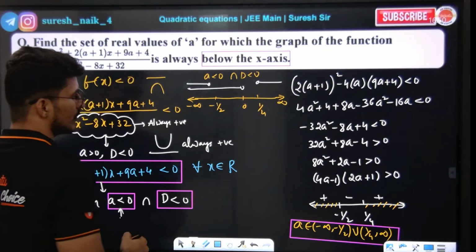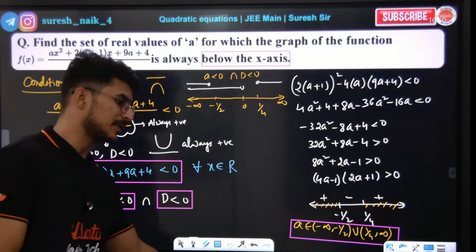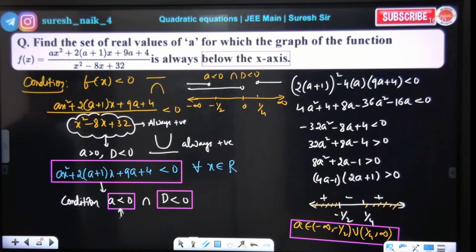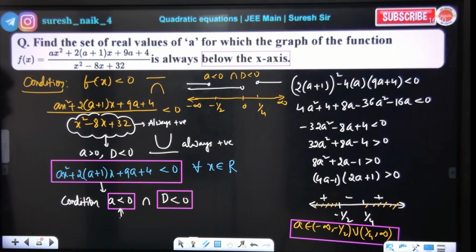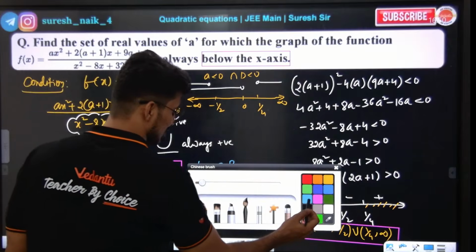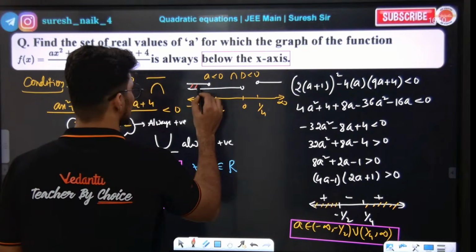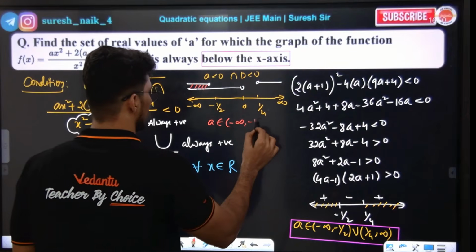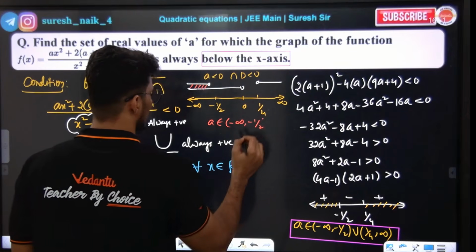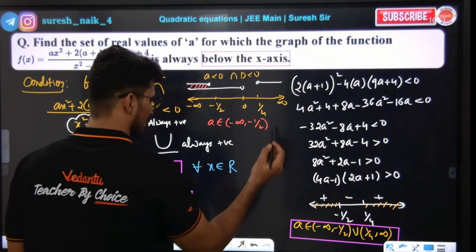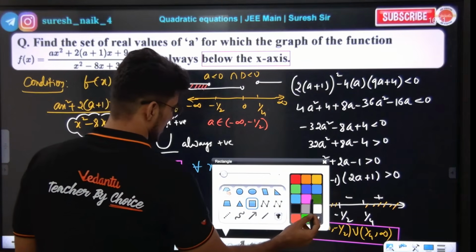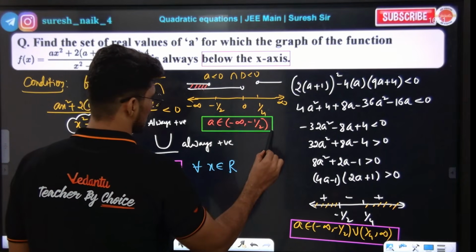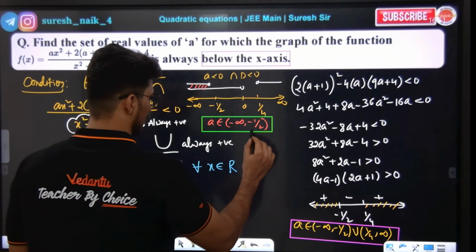So what is the common solution we have? Getting minus infinity to minus 1 by 2. Exactly, you are right, Chintu. This is the answer. So A belongs to minus infinity to minus 1 by 2. Since minus 1 by 2 is not included, open bracket. This is your final answer.